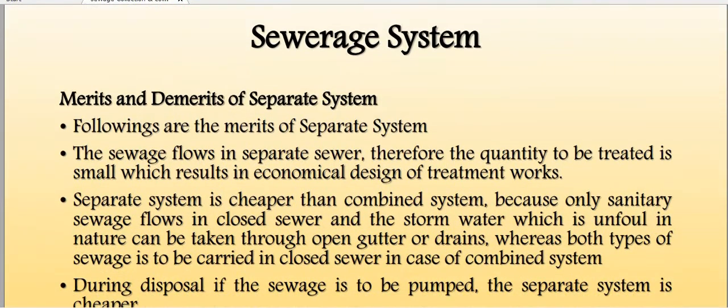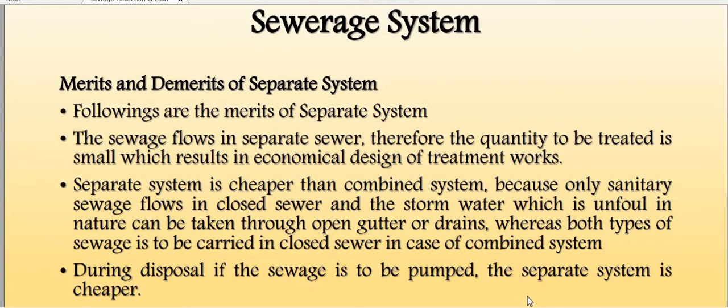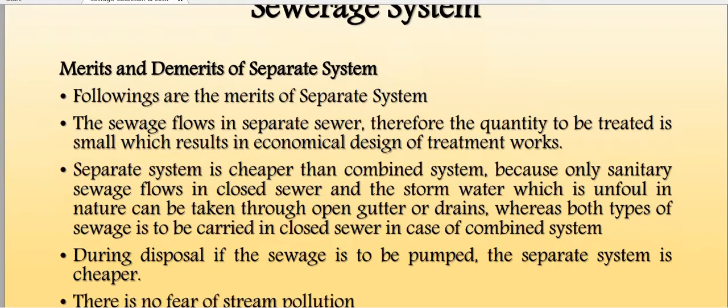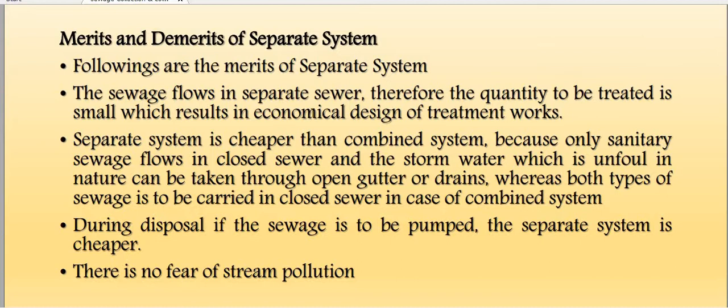So what are the merits and demerits of the separate system? Following are the merits and demerits of this separate system. Only sewage flows in the separate system, therefore the quantity to be treated is small, which results in economical design of treatment works. That is, the quantity to be treated in the STP will be very less.